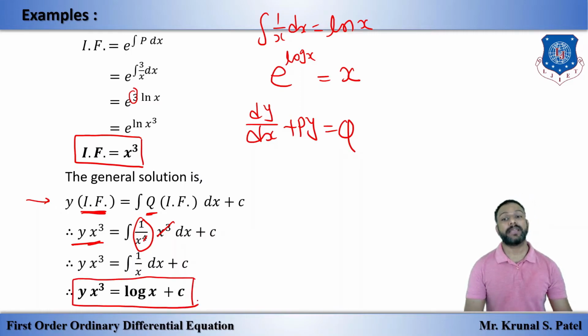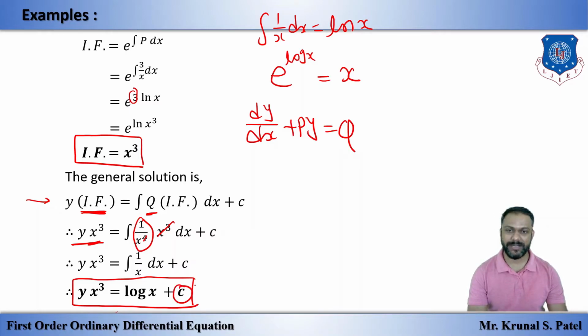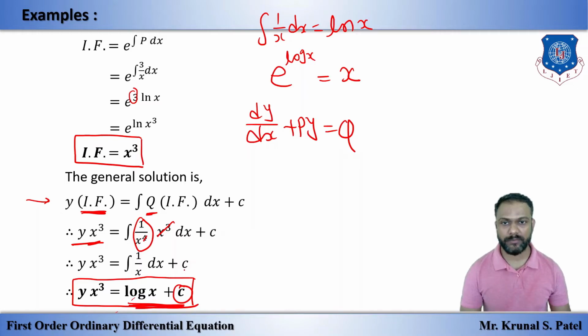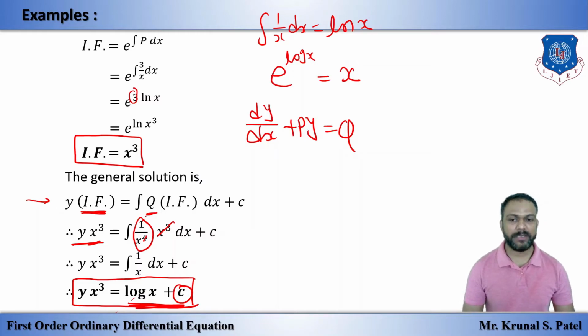If you want to remove this log, instead of c you can take log c, and by taking them together using the logarithm rule and taking the anti-log, you can remove the log also. But if you wish to leave it here, then you can also stop here.